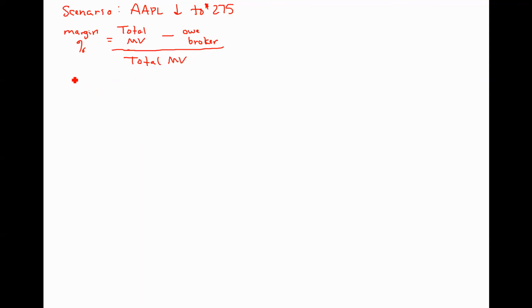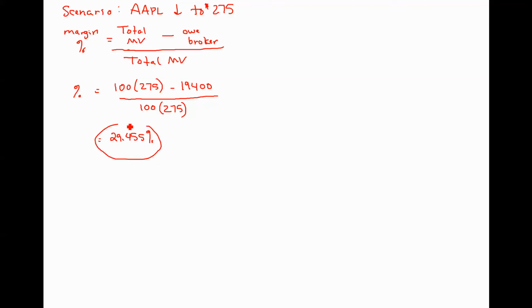Applying that to the current price of Apple, and this time I'm going to be solving for the percentage. My total market value: I own 100 shares, each trading at 275. I owe my broker that 19,400. And then the divisor would be the total market value of 100 shares times 275. I calculate that to be 29.455%. So since this is less than 35%, I will get a margin call.